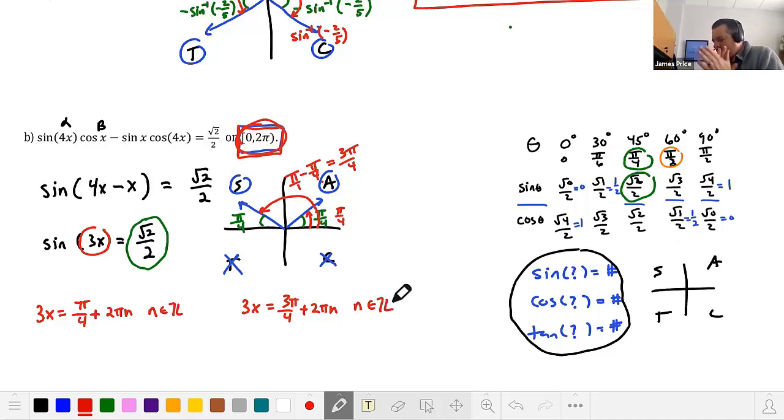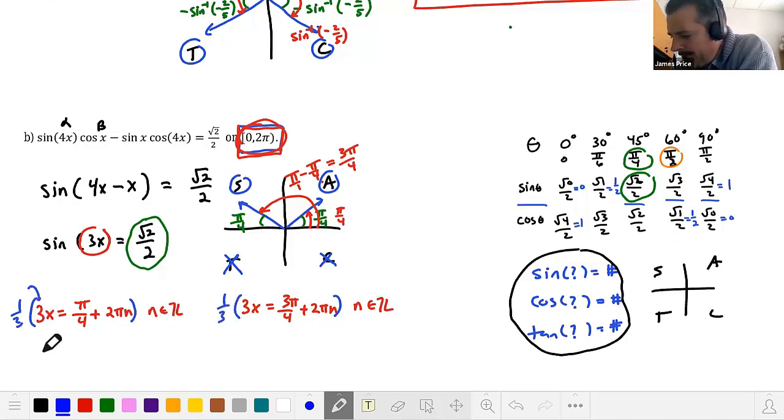Okay, I'm ready now to solve for x. So I'm going to multiply both sides here by 1/3, both sides here by 1/3. And notice the 3, of course, will go away because 1/3 times 3 is 1. So I just get an x. 1/3 times this, that's just pi over 12. You just multiply the denominators. So 3 times 4, and 1 times pi is pi. And then if you multiply this by 1/3, you get plus 2 pi n over 3. And n is still an integer.